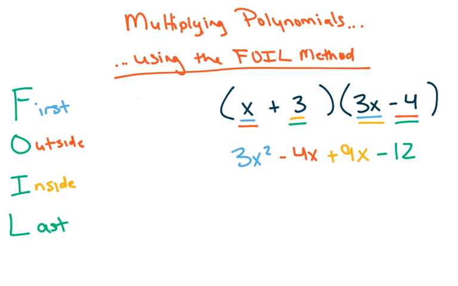And so what you have here are the results of doing the FOIL method. You'll hear people call it foiling these 2 binomials together. But again, you're just multiplying them in a certain way that's effective.